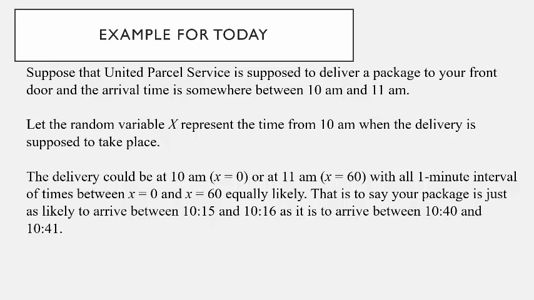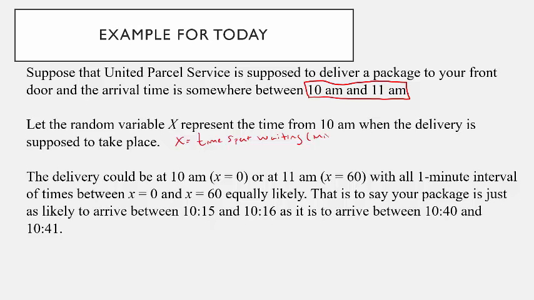This is the example we're going to work to illustrate these topics. Suppose the United Parcel Service, UPS, is supposed to deliver a package to your front door, and the arrival time is somewhere between 10 a.m. and 11 a.m. We're going to assume that it's for sure going to show up sometime between 10 and 11, not 9:51, not 11:01. Maybe it's a package you really want, so you're counting the minutes until it comes. We're going to let the random variable x represent the time from 10 a.m. when the delivery is supposed to take place. Basically, x represents the time spent waiting for the package.